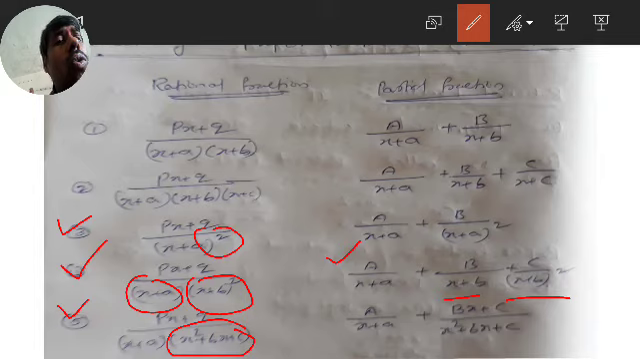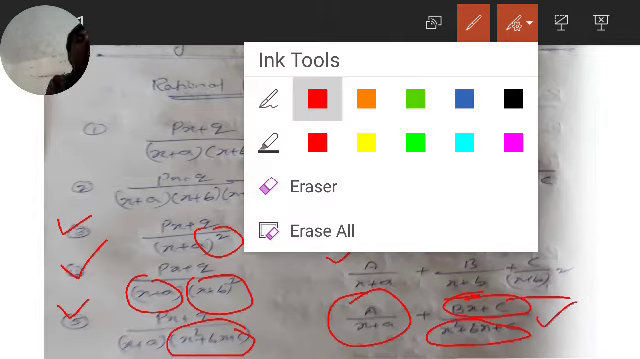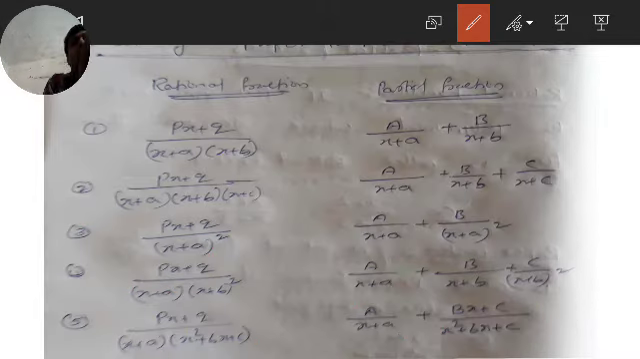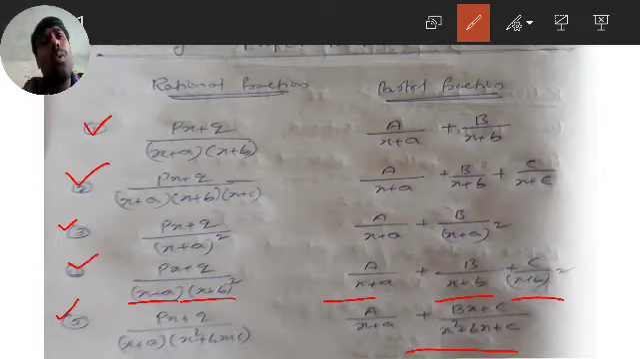Once we are unable to write them into factors, then it is Ax plus B by x squared plus a. For a quadratic denominator, order 2, degree 2, the numerator should be order 1, that is bx plus c. So these are the 5 rules: A by x plus a, plus b by x plus b, plus c by x plus c. For power 1 and power 2, for x plus a and x plus b whole square, power 1 and power 2, and for an irreducible quadratic you have to write this. So these are the 5 rules for how to convert proper fractions into partial fractions.